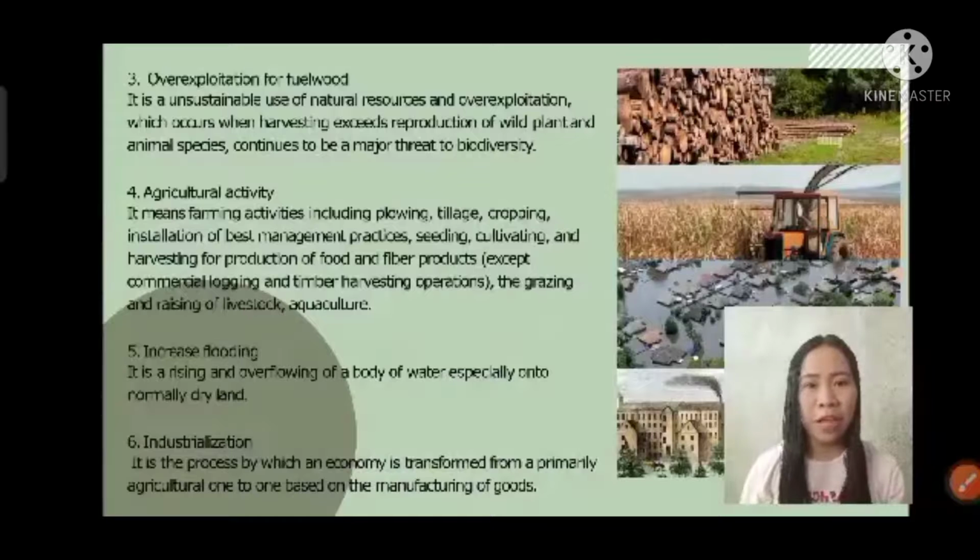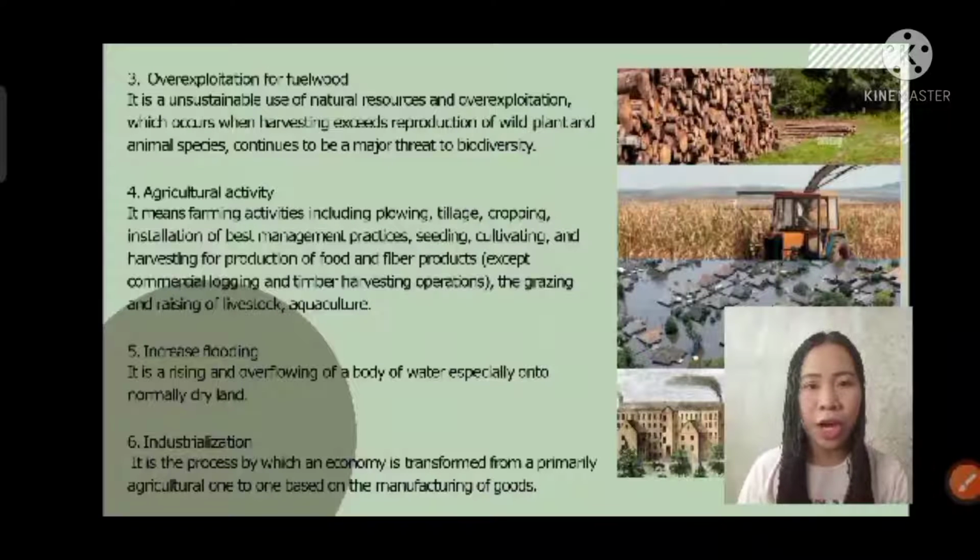Third is overexploitation for fuel wood. It is an unsustainable use of natural resources, and overexploitation, which occurs when harvesting exceeds the production of wild plants and animal species, continues to be a major threat to biodiversity.